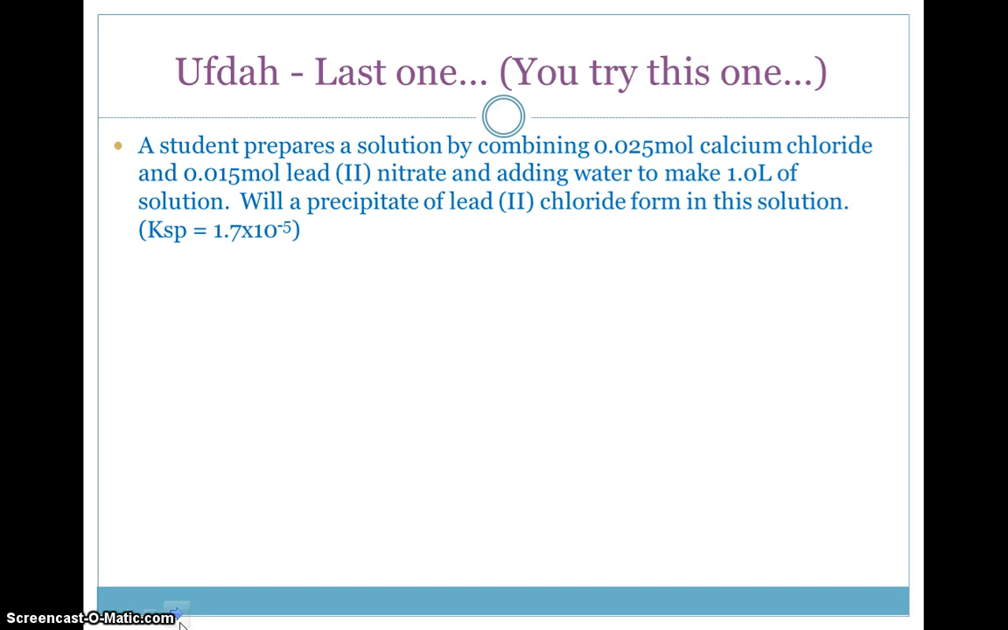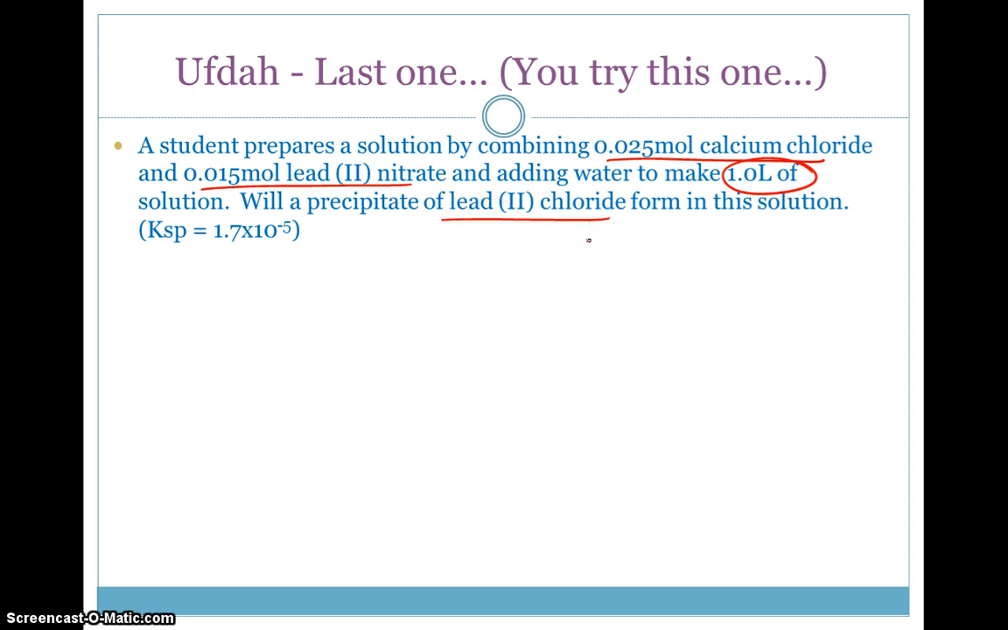So this is number 4 on your homework for this evening. A student prepares a solution by combining 0.025 moles of calcium chloride and 0.015 moles of lead(II) nitrate, and we add water to make a total of 1 liter of solution. We want to know if we will have a precipitate of lead(II) chloride.